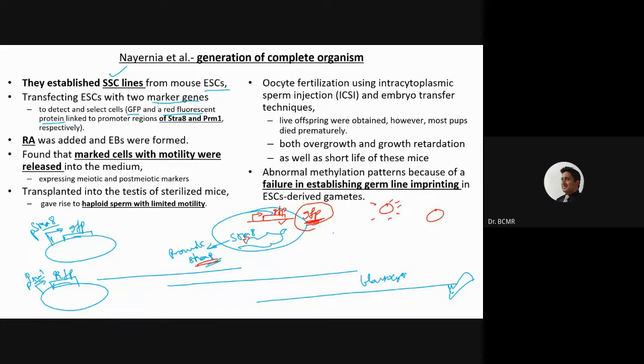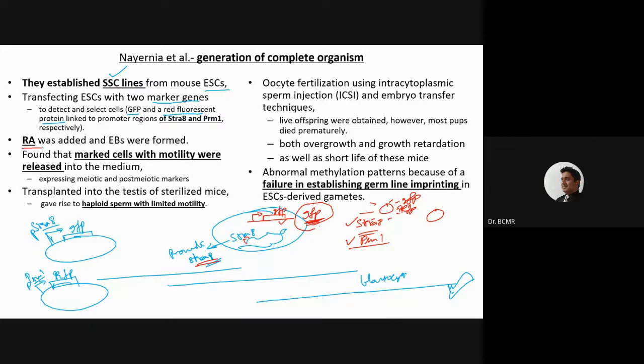What would that mean is, in this particular cell, we have the expression of STRA8 from its genome. That is the indicator. So if a cell is showing the expression of GFP and RFP, which means the promoters of STRA8 and the promoters of PRM1 are active, then they are undergoing gametogenesis. Okay, it's a genetic strategy to identify which of these cells are differentiating into gametes.